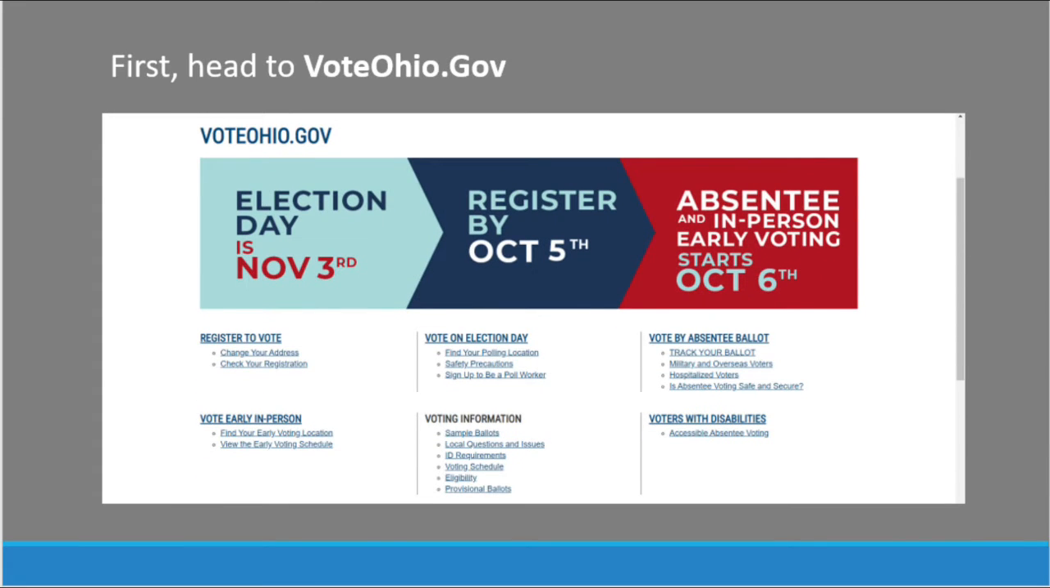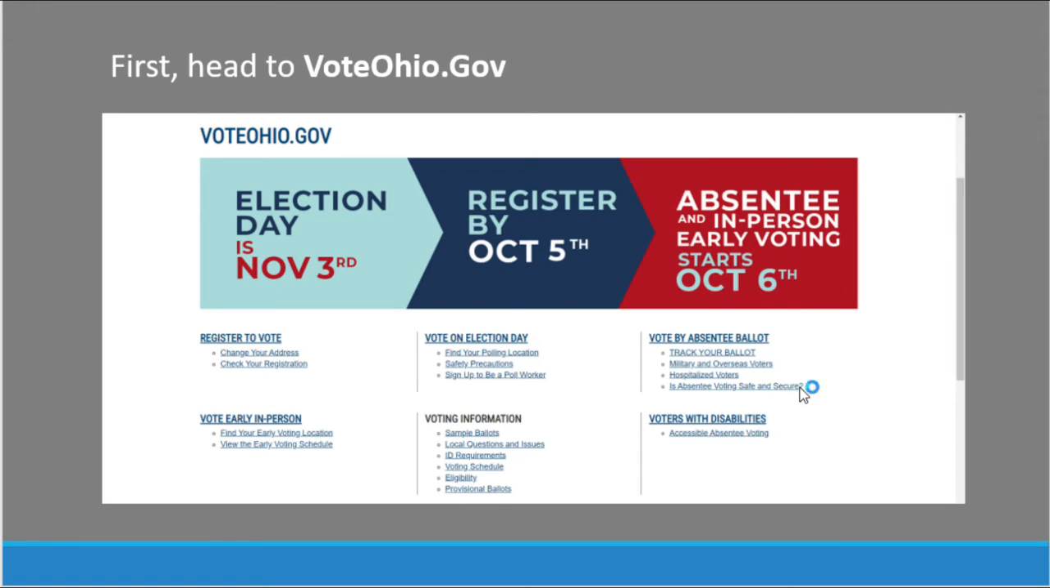Okay, so the first thing we are going to need to do is go to VoteOhio.Gov. This is a web page on the Ohio Secretary of State website, and this page will provide us with all of the links and information we need to be ready for Election Day. So first of all, I am going to do just a quick overview of all of the information that can be found here. First, we have links to register to vote, including links below that to change your address and check your registration. Next, we have information on how to vote on Election Day, including how to find your polling location, safety precautions, and signing up to be a poll worker.